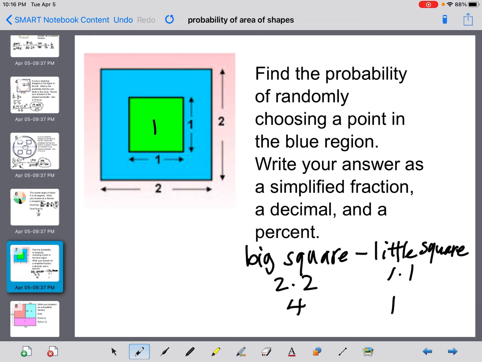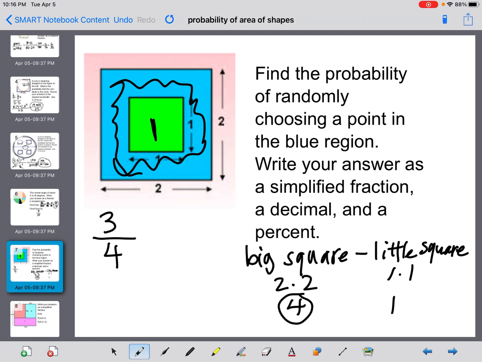So if this is 1, what is the blue part? Because that's what I wanted, blue. The whole thing is 4. What's left for blue if this is 1? Did you say 3? All of this is 3. If this is 1 and the whole thing's 4, that leaves 3 for blue.